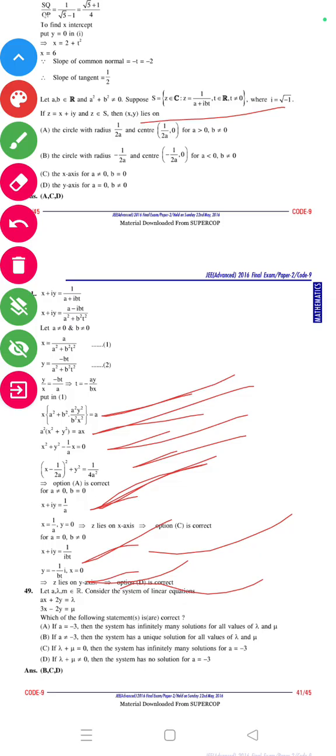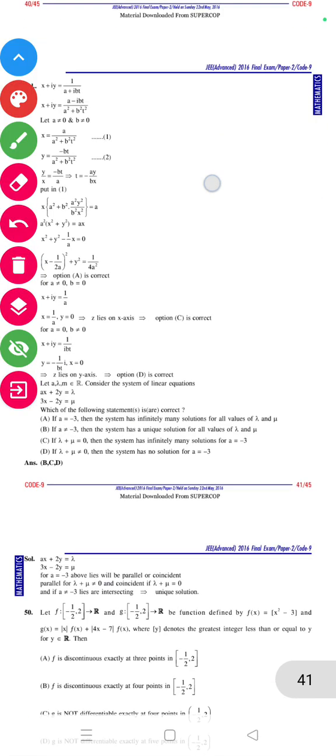So option A is the circle with the radius 1 by 2a and the center (1 by 2a, 0) for a greater than 0, b not equal to 0. We see the x axis for a not equal to 0, b equal to 0, and the y axis for a equal to 0, b not equal to 0. So the answer will be C and D.